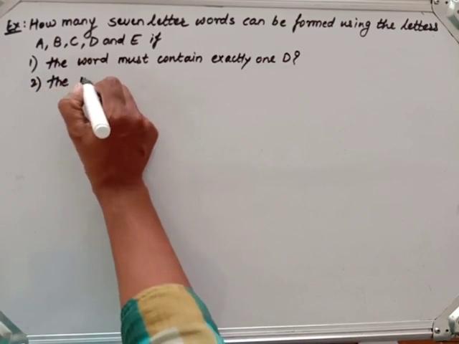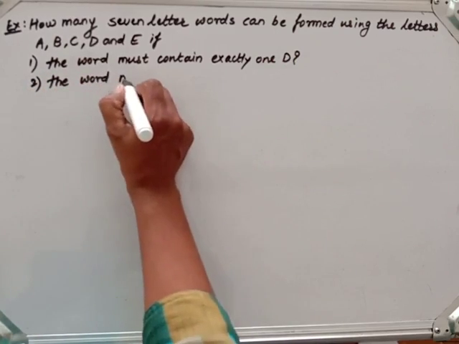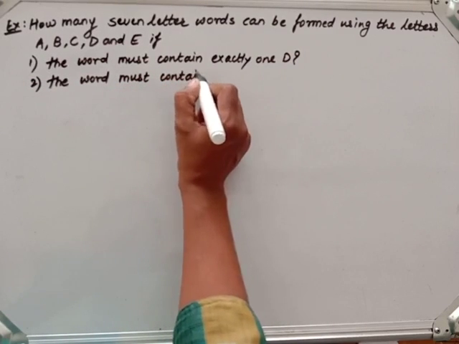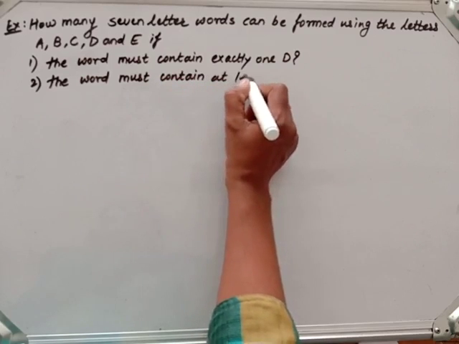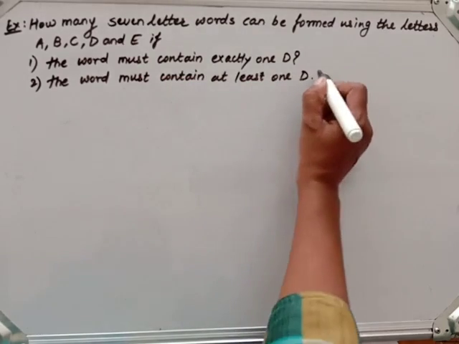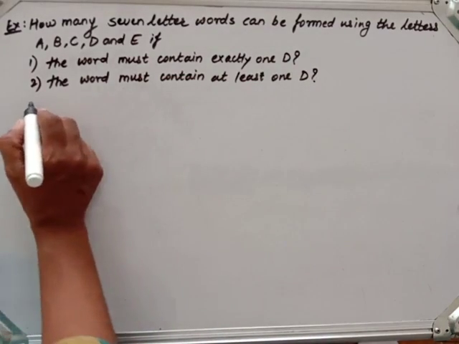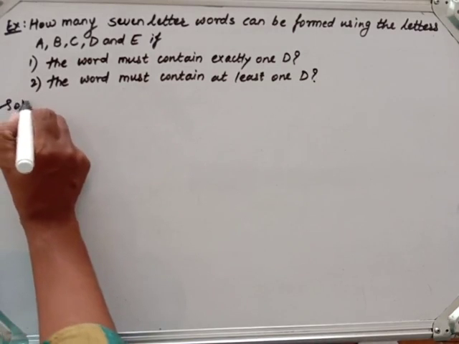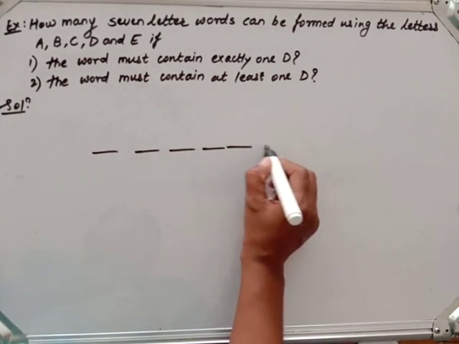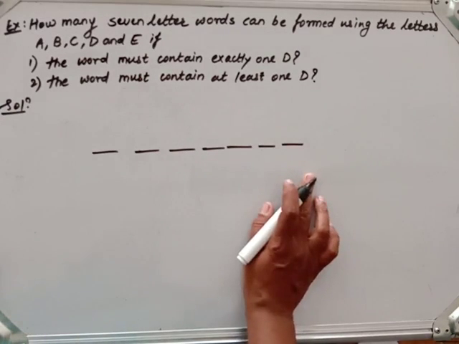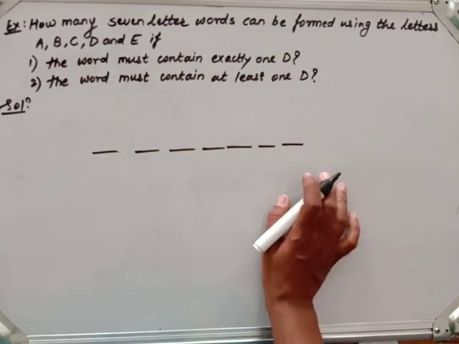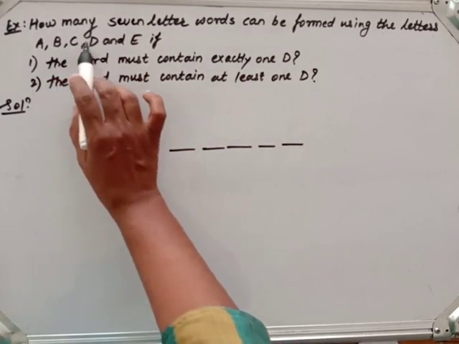And the second, the word must contain at least one D. At least one D. Now here we have to form 7-letter words. So 7 letters are there. Suppose 7 letters, these we have to fill up. This is our word, using these letters A, B, C, D and E.